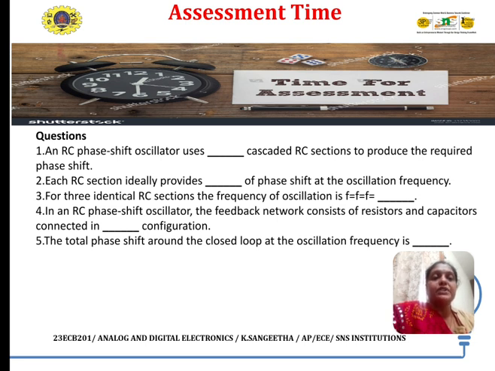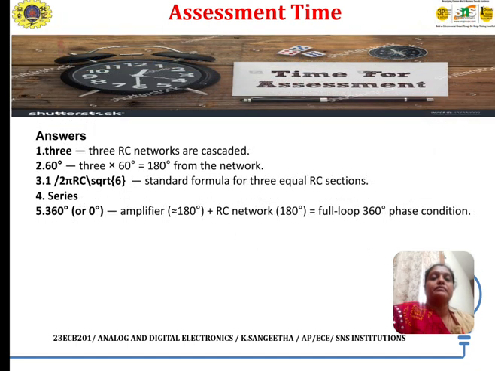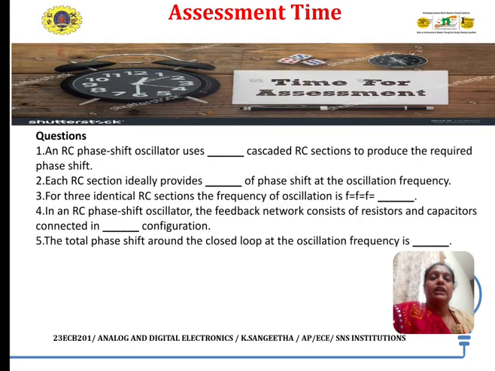And this is the assessment time. There are 5 questions. The first question is, an RC phase shift oscillator uses dash cascaded RC sections to produce the required phase shift, and the answer is 3. Each RC section provides 60 degrees of phase shift at the oscillation frequency.